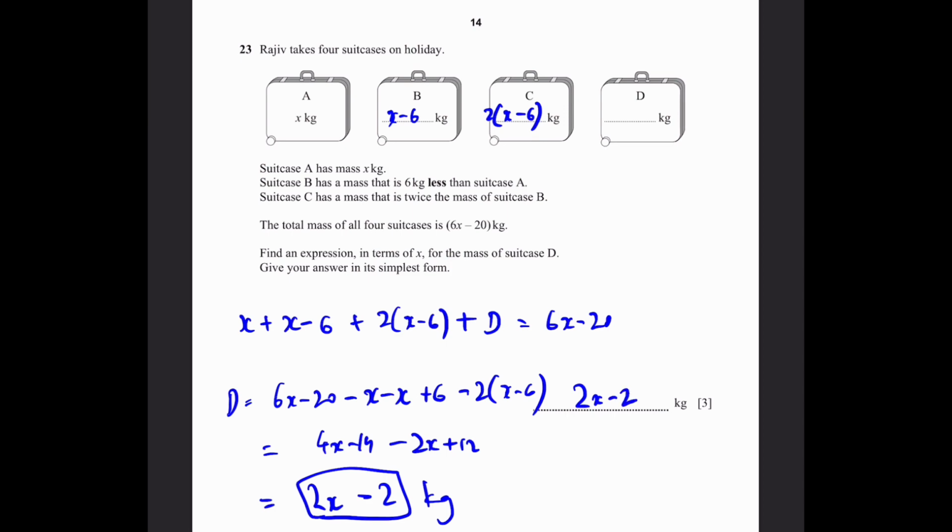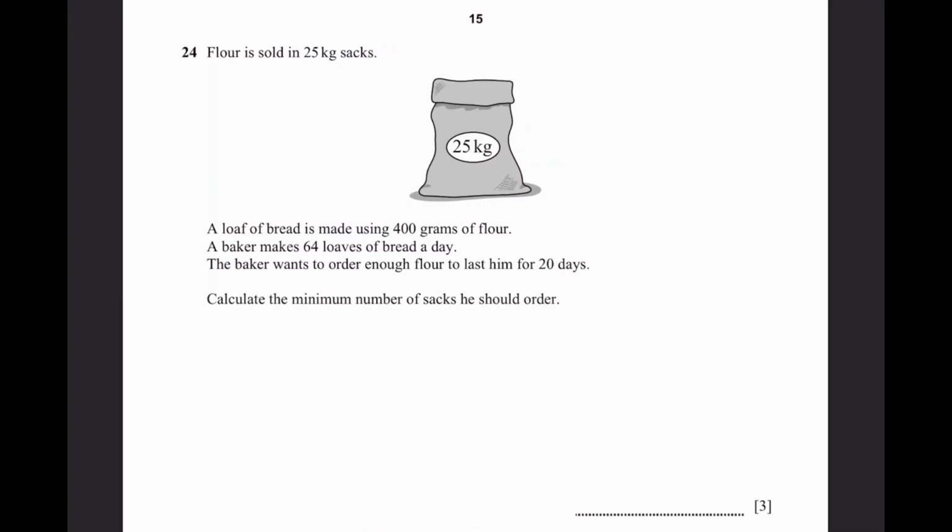Now you can go to question 24. Flour is sold in 25 kilogram sacks. A loaf of bread is made using 400 grams of flour. A baker makes 64 loaves of bread a day. The baker wants to order enough flour to last him 20 days. Calculate the minimum number of sacks he should order.